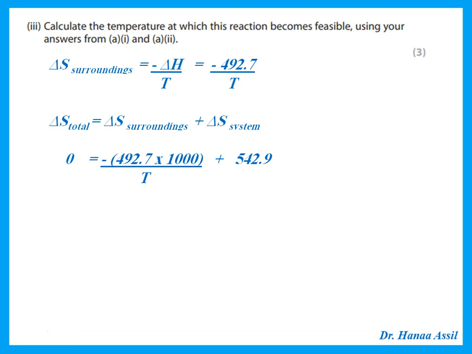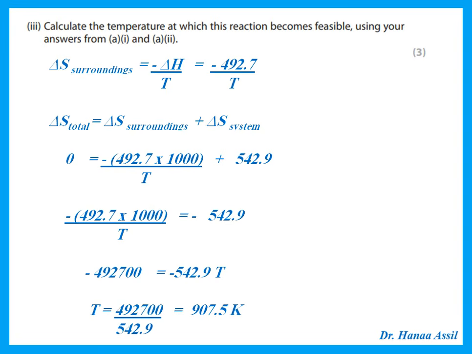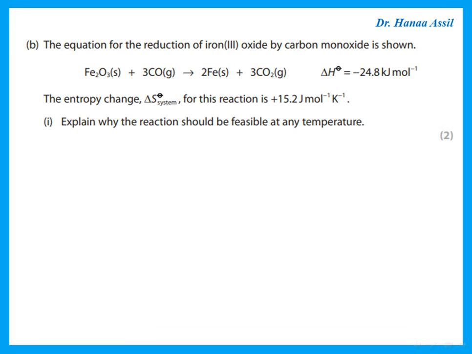Remember that the delta H was given in kilojoules while the delta S system was given in joules. So we have to fix these units. That gives me this kind of value. I can use it to calculate T. This comes out to be about 907.5 Kelvin, and that means this is the minimum temperature. So the temperature must be higher than this value for the reaction to be feasible.